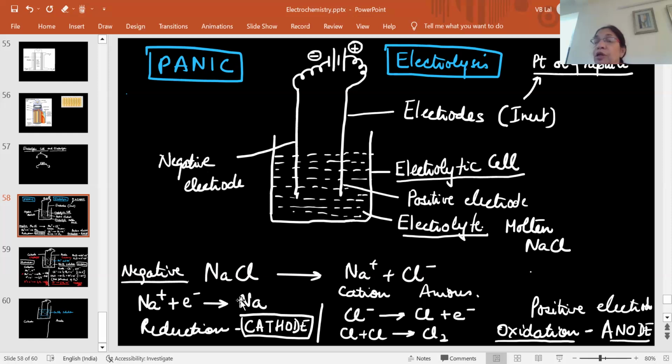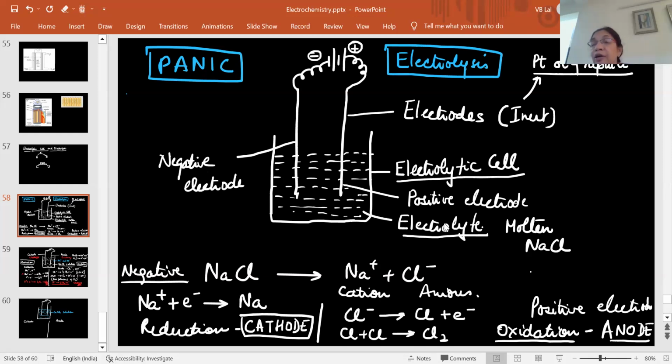Gain of electrons, what is that called? Reduction is gain, isn't it? So gain of electrons happens, and this electrode where gain of electrons happens, we have already learned earlier, is known as the cathode.